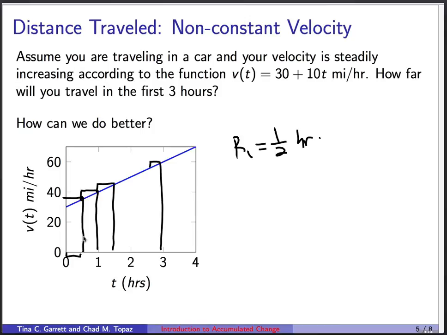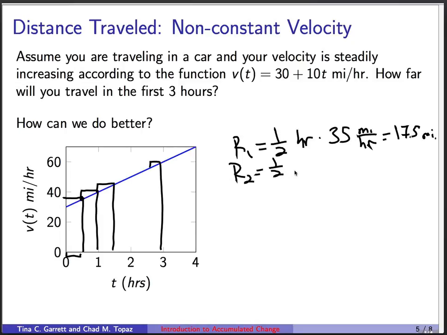Well, we took the velocity at the end of that half hour, so that's at time equals 1/2. So I could plug in 1/2 for t up here. I get 30 plus 10 times a half is 35. So 1/2 hour at 35 miles per hour is going to be 17.5 miles. Okay, then for the second rectangle, we could do the same thing.